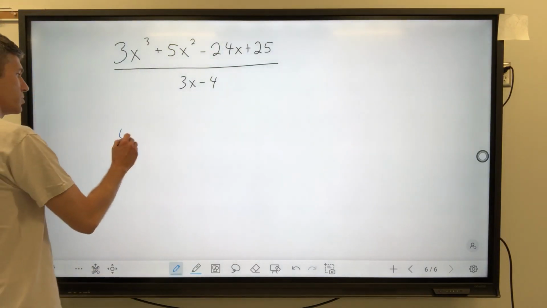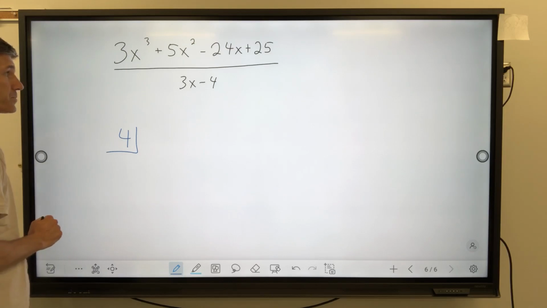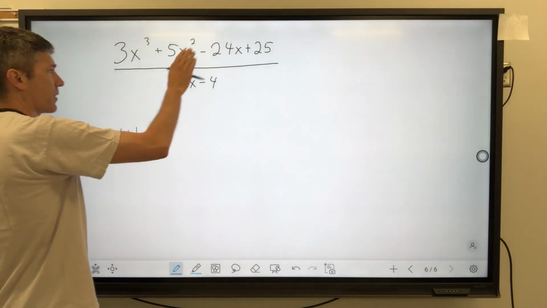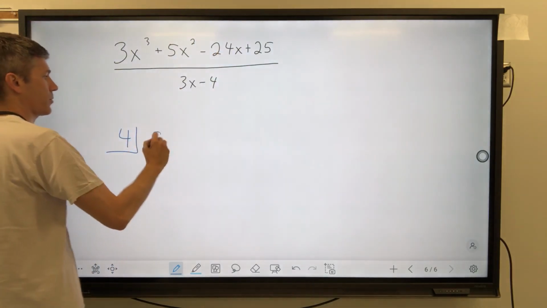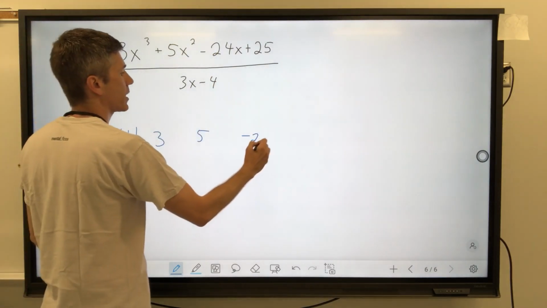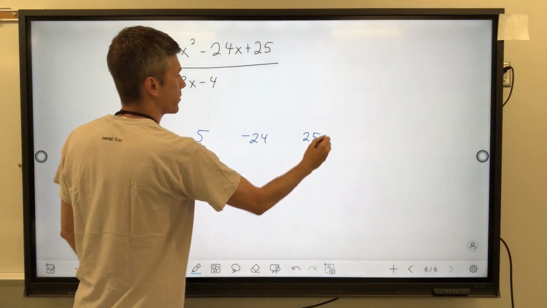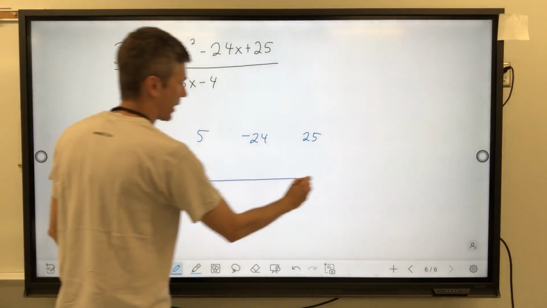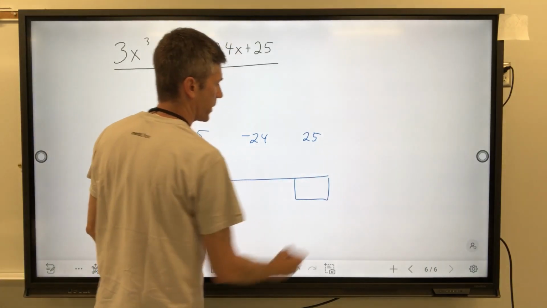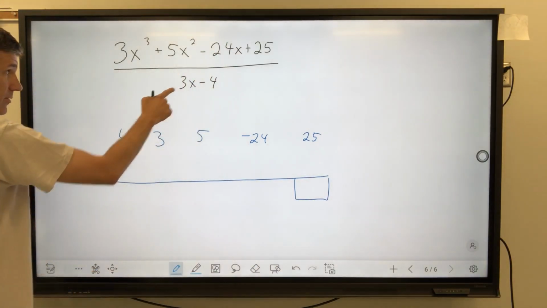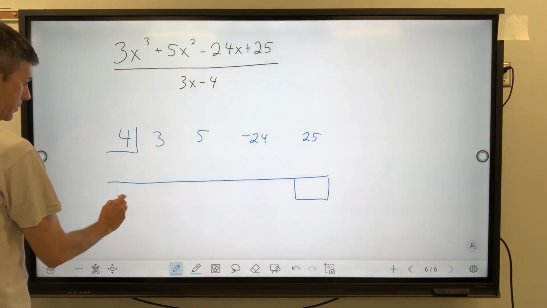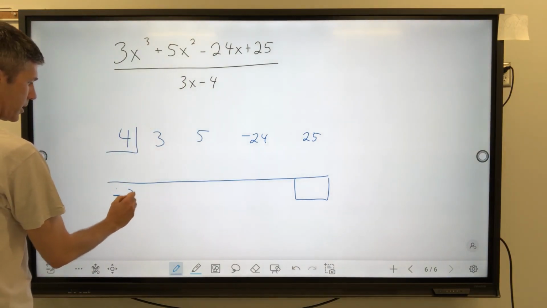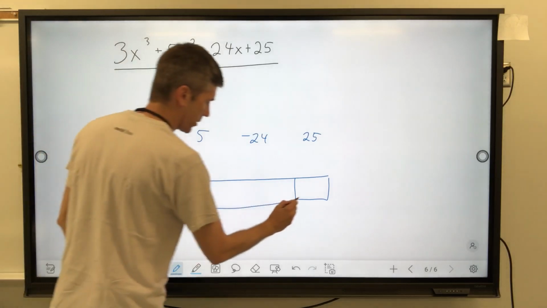We are going to change the sign of that negative 4, and we're going to write the 3, the 5, the negative 24, and the 25. So 3, 5, negative 24, positive 25. Draw your line. My remainder is there. And we're going to divide by that 3 on every step except the very, very last one when we get to the remainder.